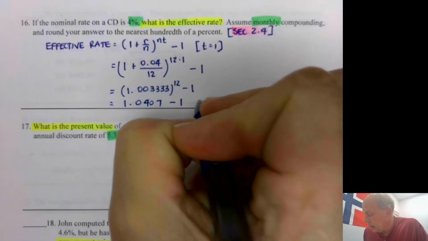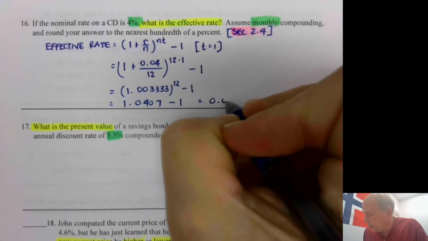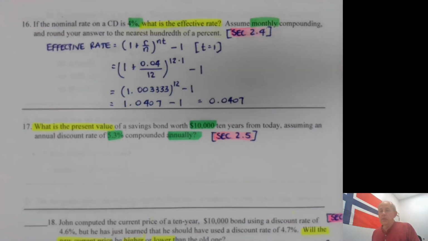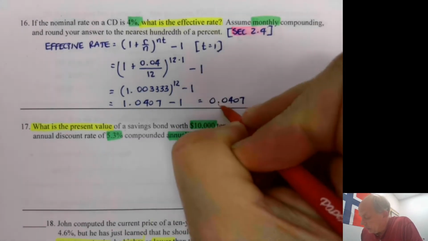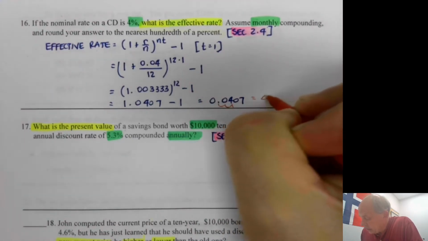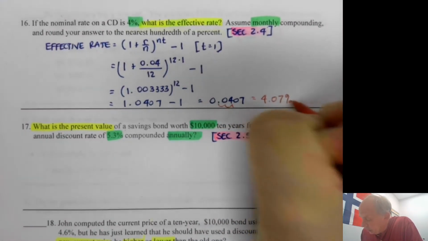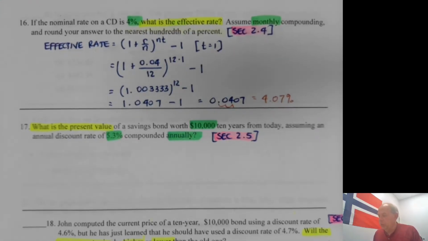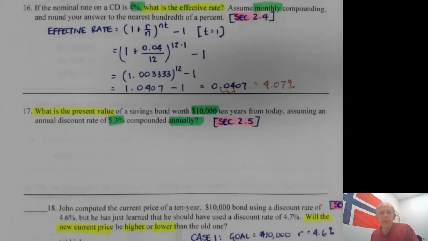1.0407. I'm going to subtract 1. There's what I have for the decimal. Remember, this is going to be a percent, so I have to move the decimal over twice or multiply by 100, and I have a value, an effective interest rate of 4.07%.